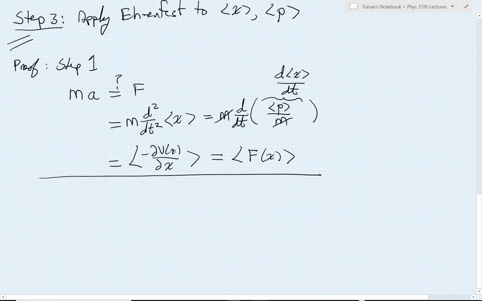So step 1 was pretty easy. The key thing is we need to prove these two key pieces, the time derivative of the average of x, and the time derivative of the average of p. That then takes us to the second step.